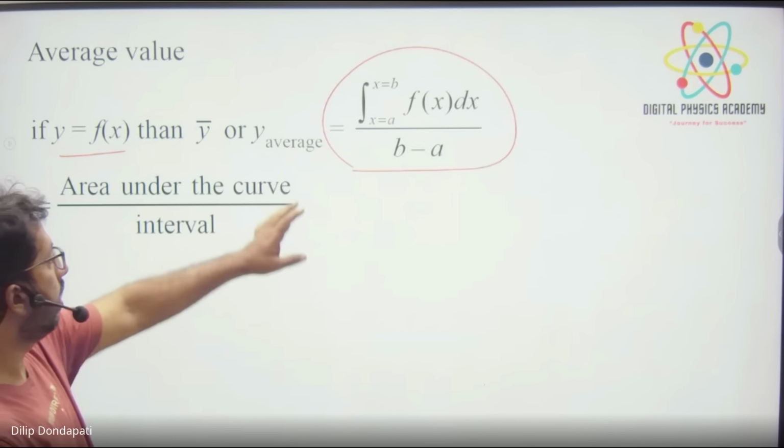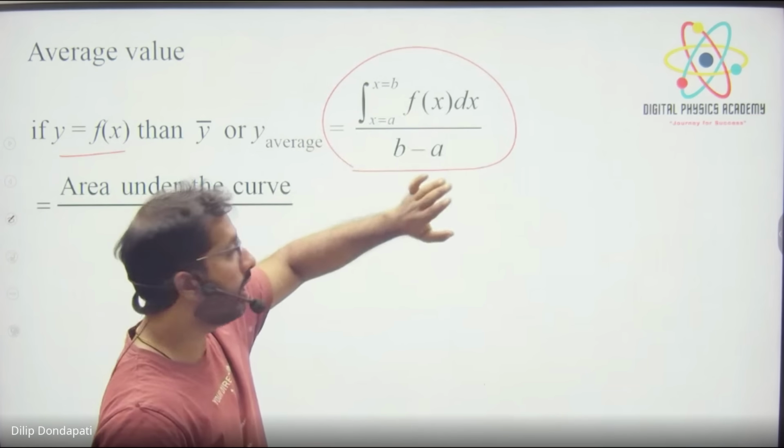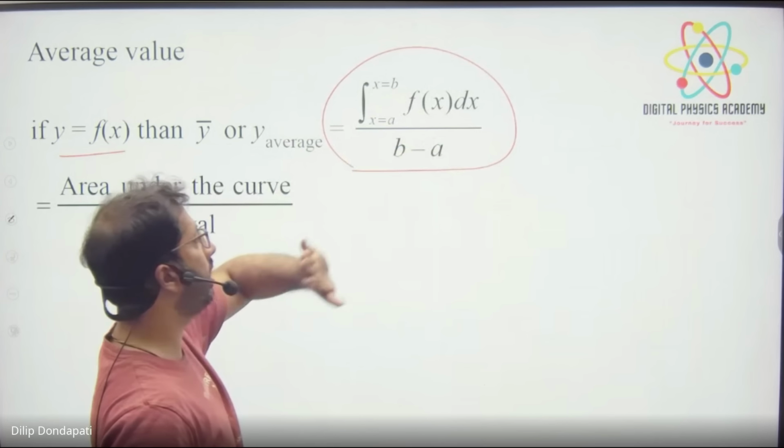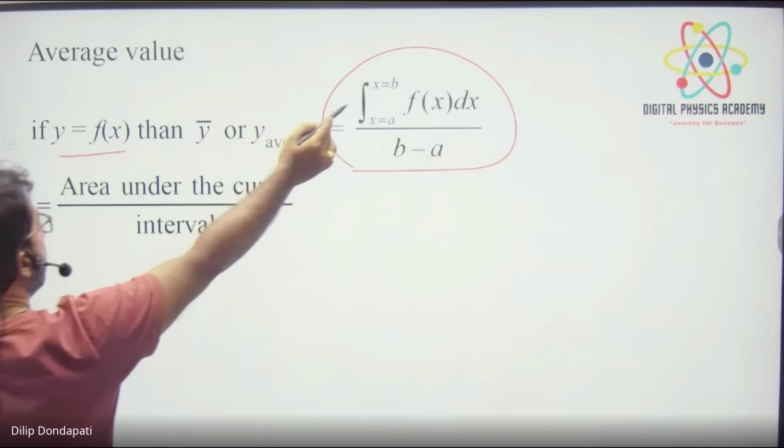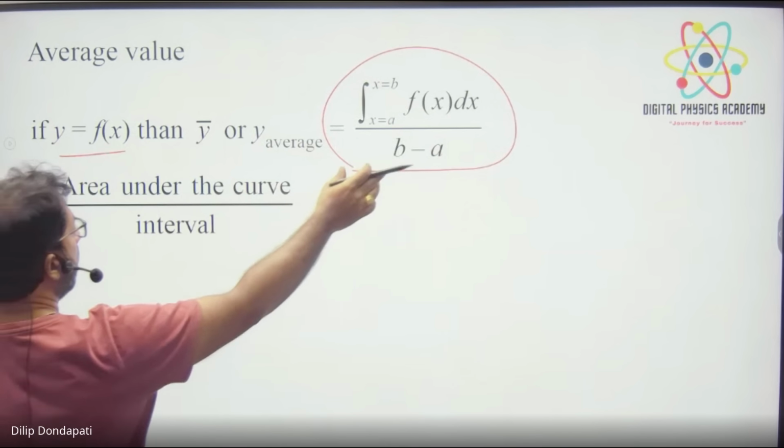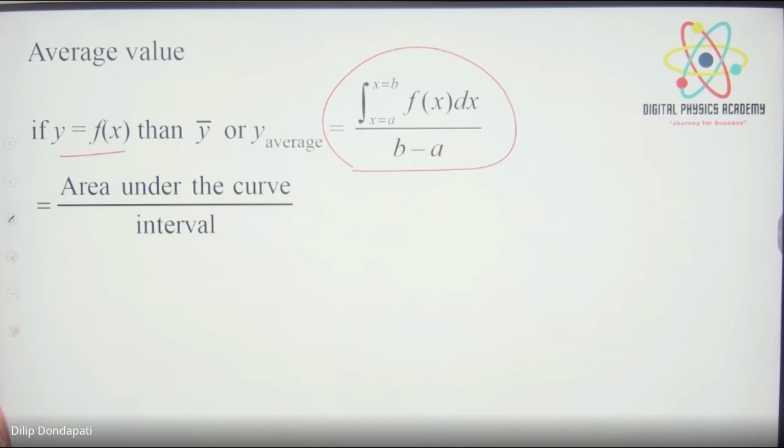Integral from a to b, the values will be given. Integral of f of x dx divided by b minus a is the formula. This integration is nothing but area, right? Area divided by the class interval. This is the formula for average value.